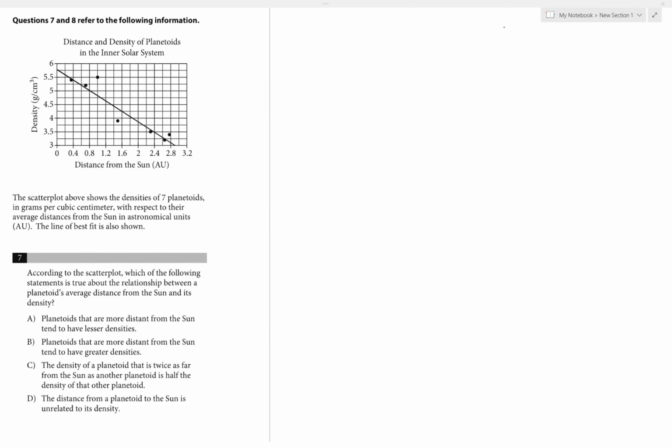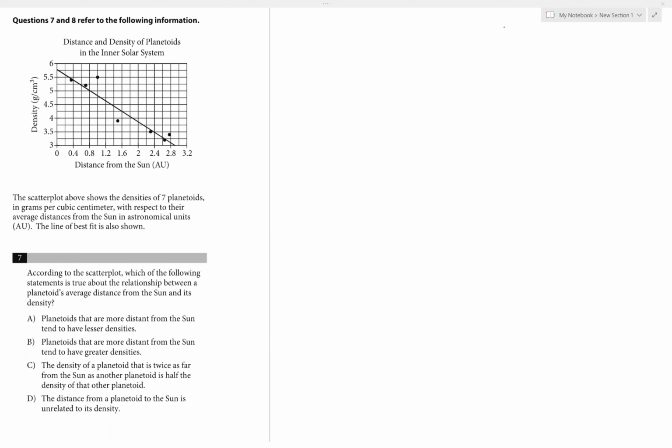All right, number 7. The scatter plot above shows the density of 7 planetoids in grams per cubic centimeter with respect to their average distance from the sun in astronomical units (AU). The line of best fit is also shown. According to the scatter plot, which of the following statements is true about the relationship between a planetoid's average distance from the sun and its density?